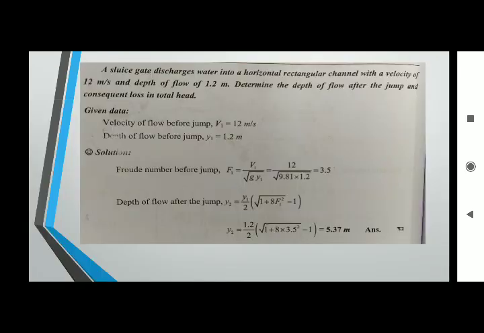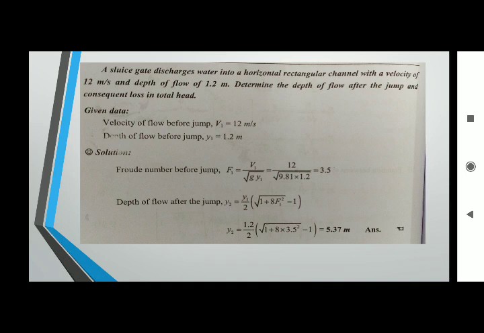Here let's see, as I said, I can calculate using the Froude number also. Here is an example of that type of problem. A sluice gate discharges water into a horizontal rectangular channel with a velocity of 12 meter per second. Here velocity is given, and the depth of flow is also given, 1.2 meter. By using 1.2 and 12, I can calculate the Froude number at 1. I know Froude number at 1 is equal to v1 divided by root of g into y1. I can calculate Fn1 as 3.5.